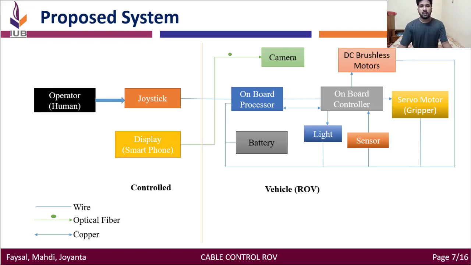In the ROV, we will use some motors for movement, light, temperature sensor and gripper, which will connect with the controller board, and also a camera which will connect with the smartphone directly. With the help of the camera, we can control our ROV easily. This processor and the controller board are connected together with copper. Now I would like to call Jayant to continue this presentation.